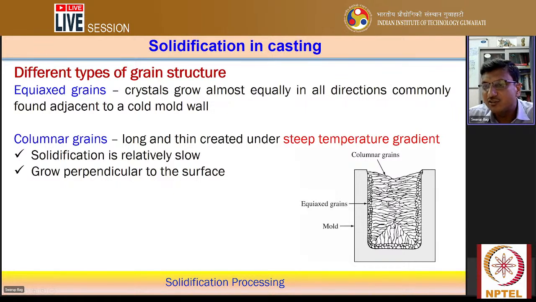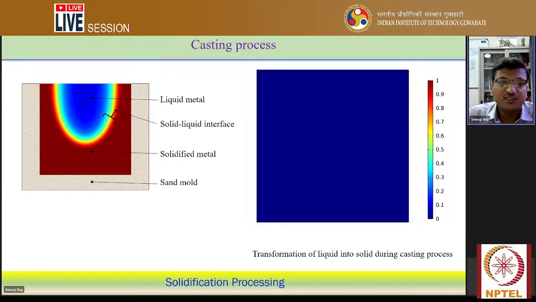Then columnar grains usually form in this direction. So this is the typical solidified structure in the casting process. Now you can see the casting process also. Here you can see how the liquid metal transforms into solid.